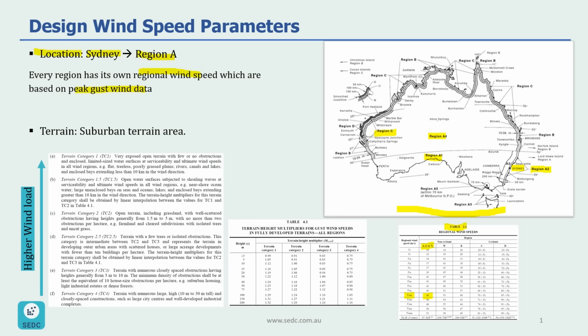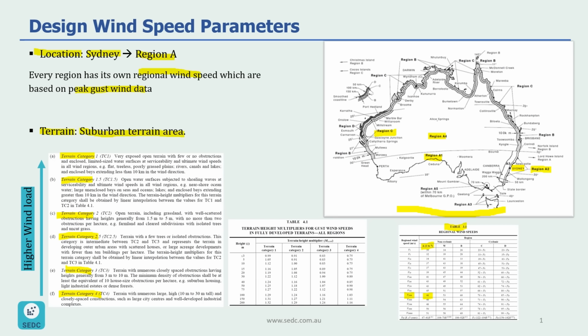The second parameter we want to calculate is terrain category. Our building is located in a suburban terrain area. In the Australian code, or AS 1170.2, there are 6 different terrain categories as shown in here. So terrain category 1, 1.5, 2, 2.5, 3, and terrain category 4. If you go through the description for each terrain category, you can easily find your own terrain category.